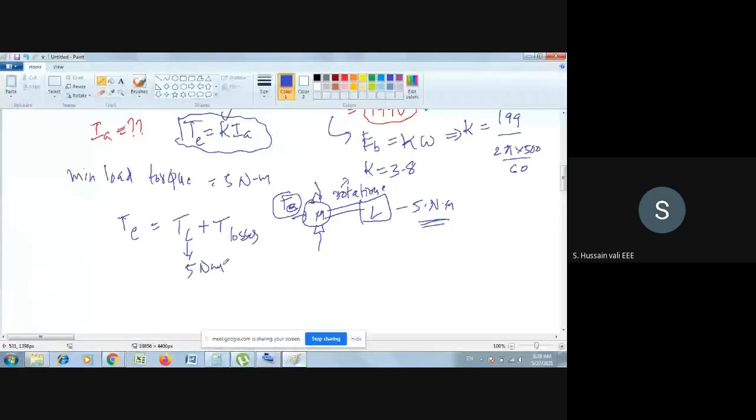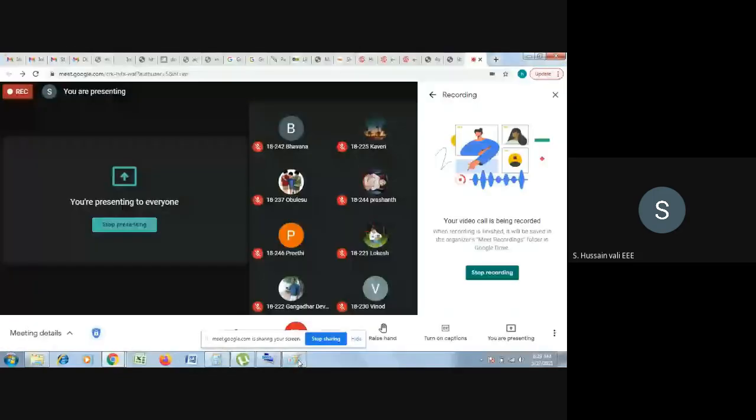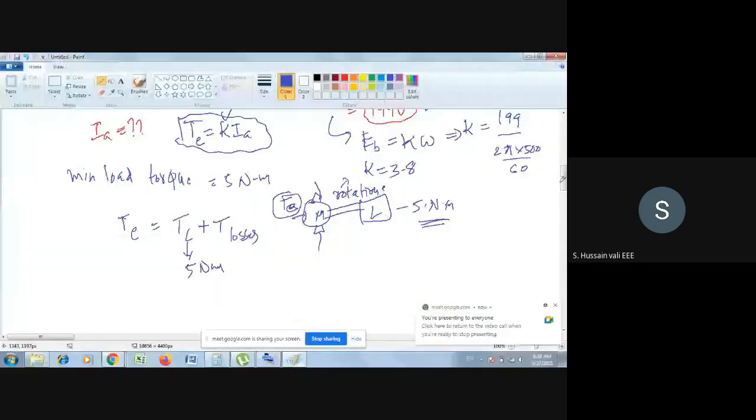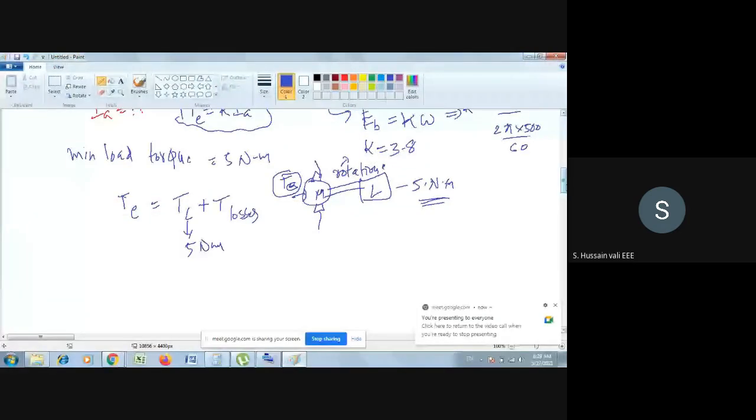How to find out the torque due to losses? First of all, what are the losses? What are the rotational losses? Because torque is related to rotational losses. Always remember, we have to find out the power loss. So rotation loss we have to find out. From the power loss, we can easily find out the torque.